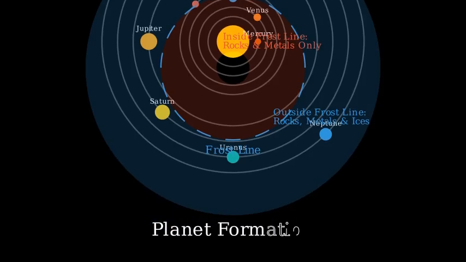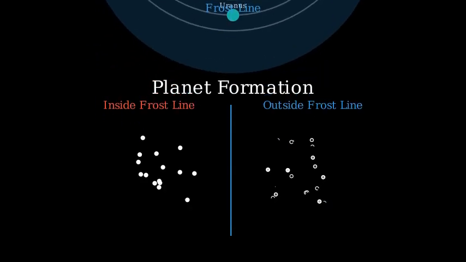Inside the frost line, where only rocks and metals could condense, there was less solid material available. This led to the formation of smaller, rocky planets, which we call terrestrial planets: Mercury, Venus, Earth, and Mars.